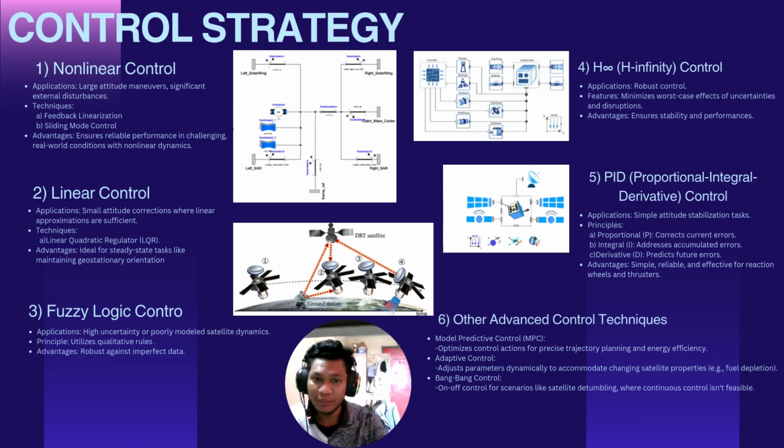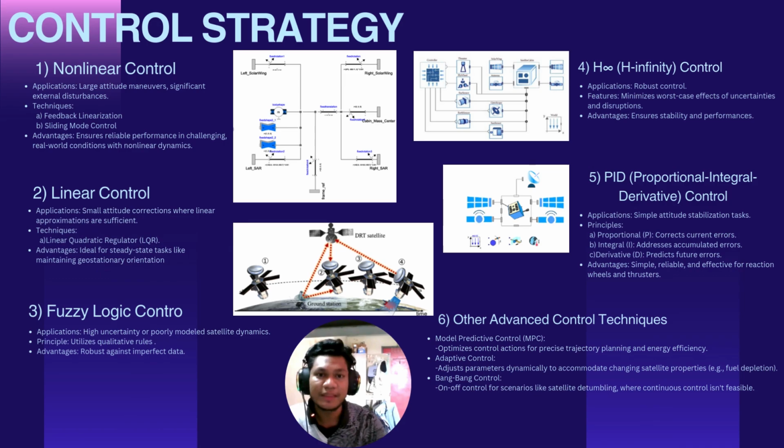So the fourth one is H infinity control. The application is robust control in environments with significant disturbance. Example: low Earth orbit (LEO). The feature is that it minimizes worst-case effects of uncertainties and disruptions. The advantage is that it ensures stability and performance even with model inaccuracies or several external factors.